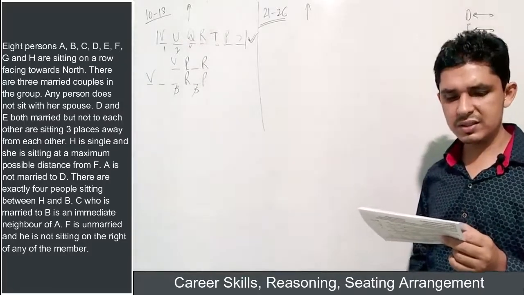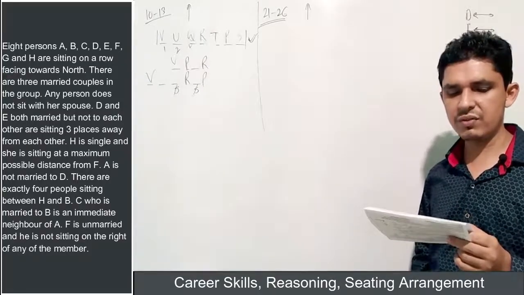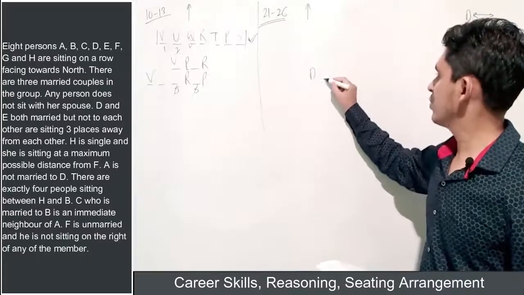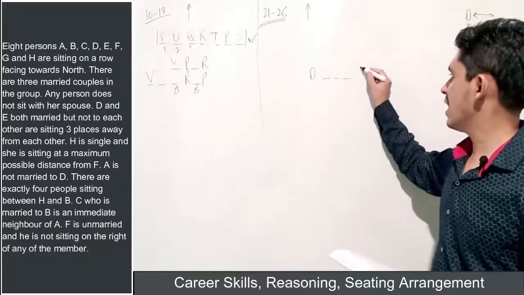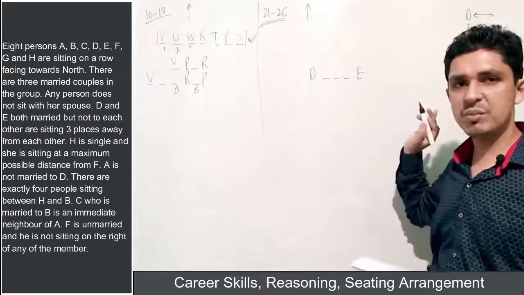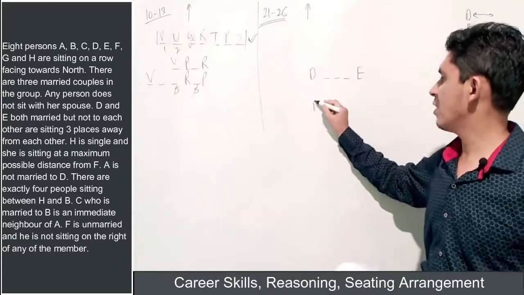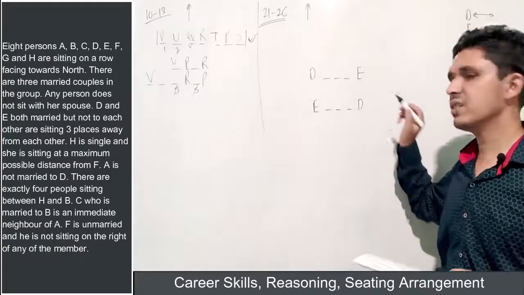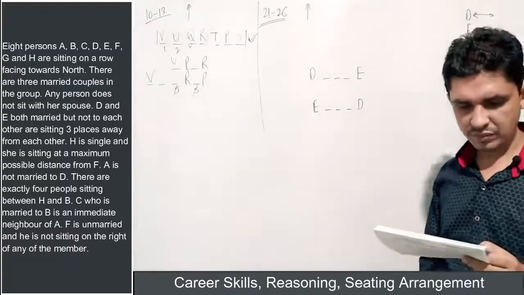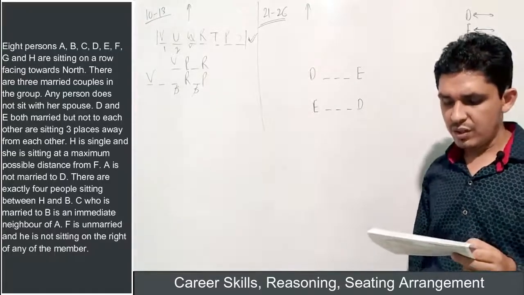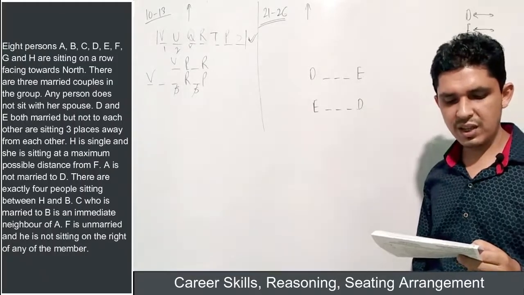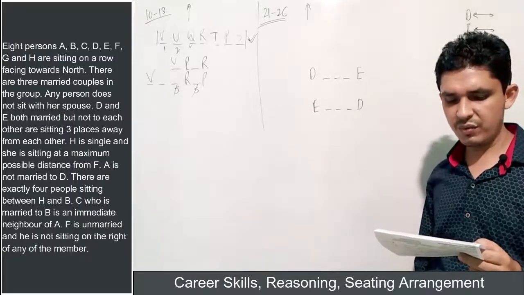R3 are sitting 3 places away from each other. That means if I place D here, there should be a gap of 3 and thereafter E. Either the arrangement can be this, or if I place D first, then the gap of 3 and thereafter there should be D, right? Okay, so the question is: D and E both are married but not to each other, and are sitting 3 places away from each other.